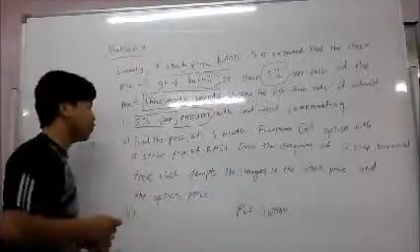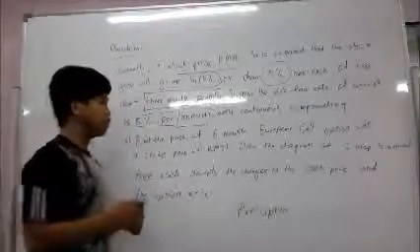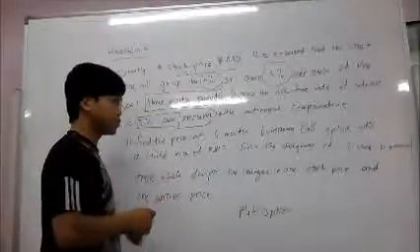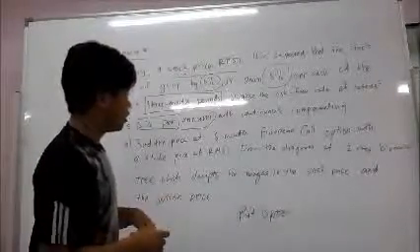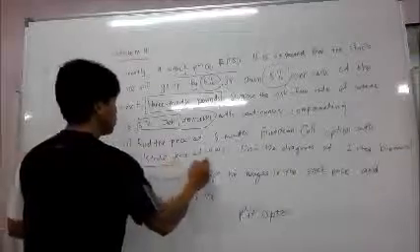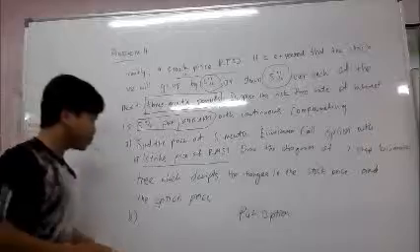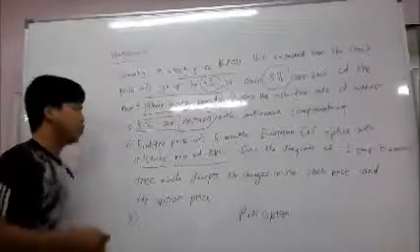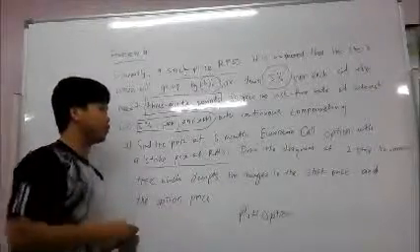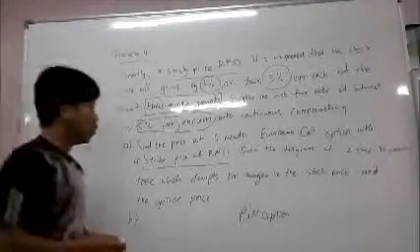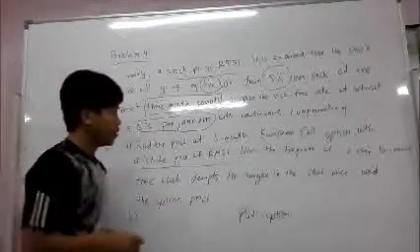Okay, for the question given, I need to show the call option, the European call option with the strike price of 51 ringgit. And then the second question, I need to construct the European put option for the same strike price.